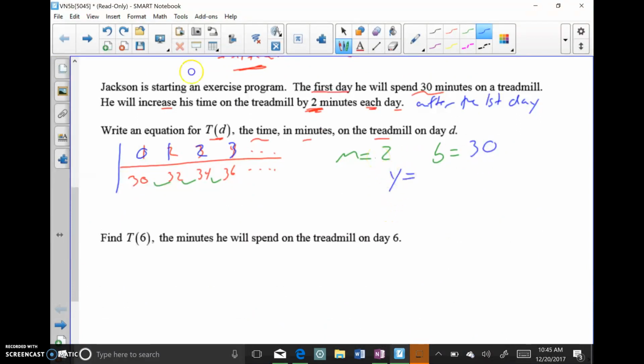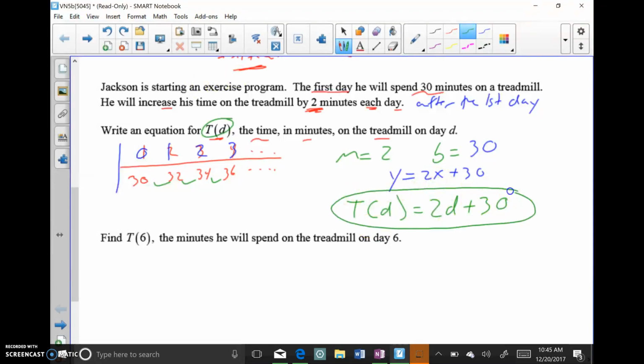So this is like y equals 2x plus 30. He's starting at 30 and then increasing 2 per day. We want to write it in the function notation they tell us to. So t of d equals 2, instead of x, we're using d. It's not t of x. So 2d plus 30. And so that would be our function here.